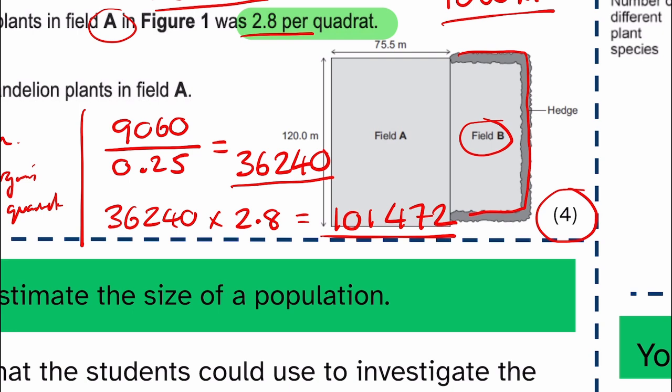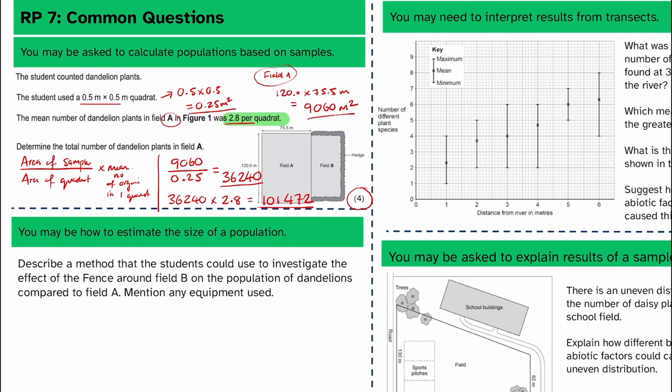Yeah. You could also say that the fact that the hedge is there, it's going to create shade, so that is an abiotic factor. If I was writing that question, I would not miss the opportunity to ask about how the hedge might affect the population in field B. So it might not, but if they want to use that again, they might ask about that. Yeah, calculation one more time.